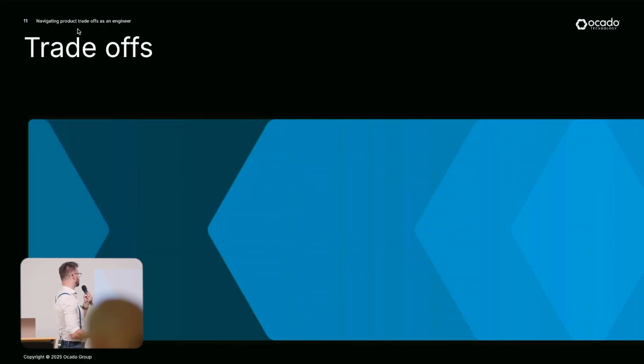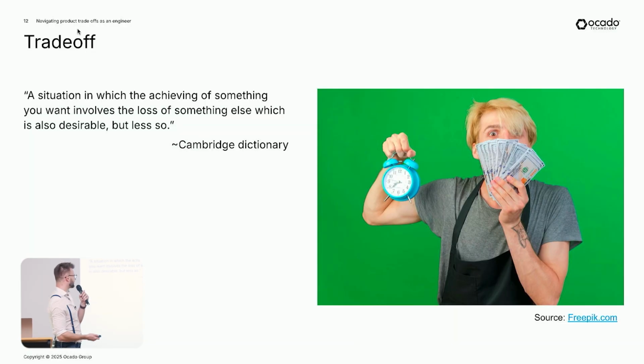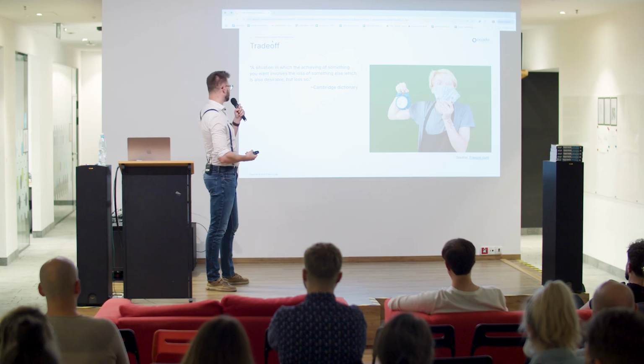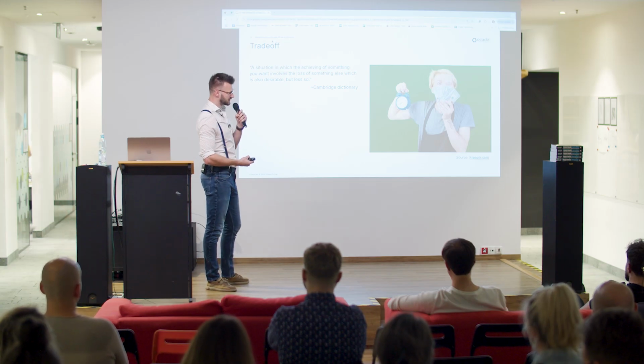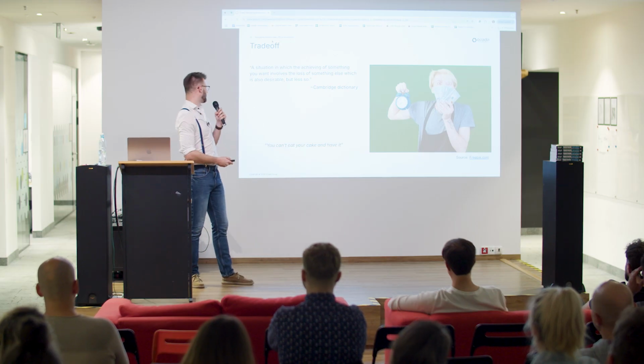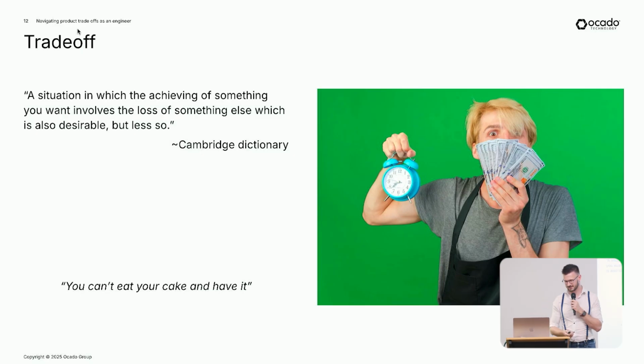And today I'm gonna talk about trade-offs. Something that I was having my eye on for a while now. And maybe let's start with the definition of a trade-off. According to Cambridge Dictionary, it's a situation in which the achieving of something you want involves the loss of something else which is also desirable, but less so. Or sometimes we say that you can't eat your cake and have it, right? So that's something that we usually say.